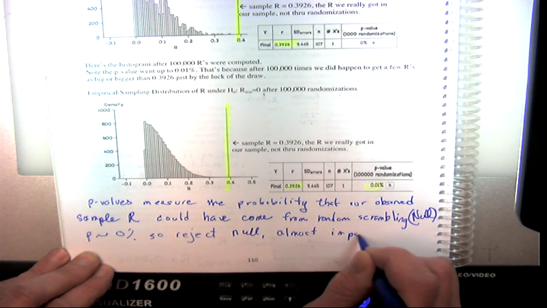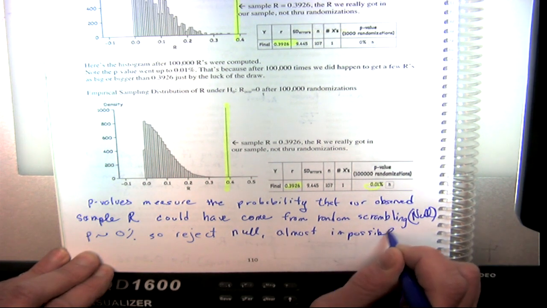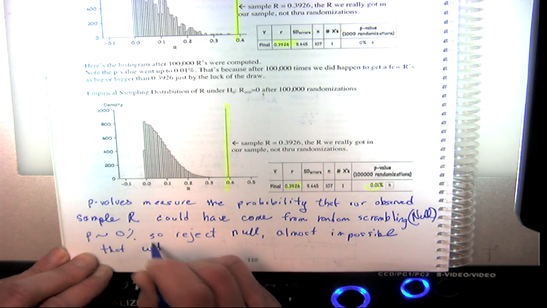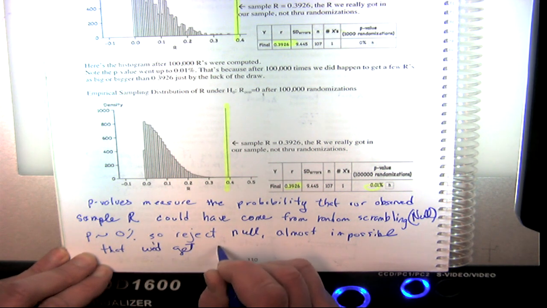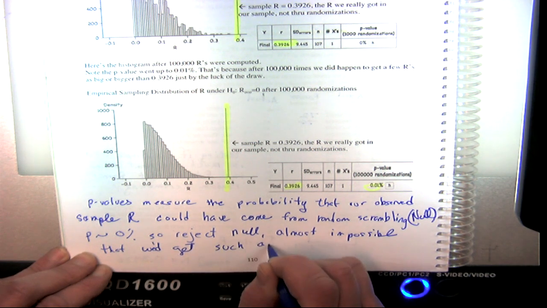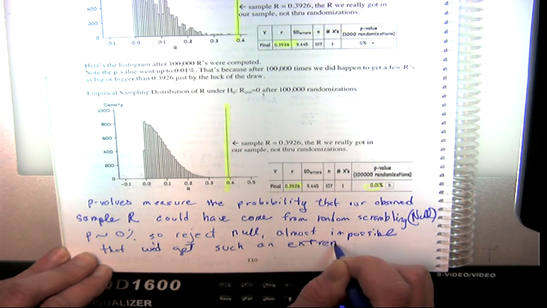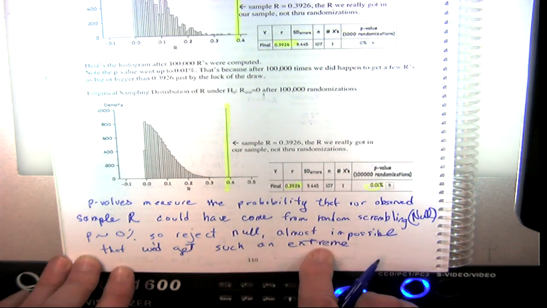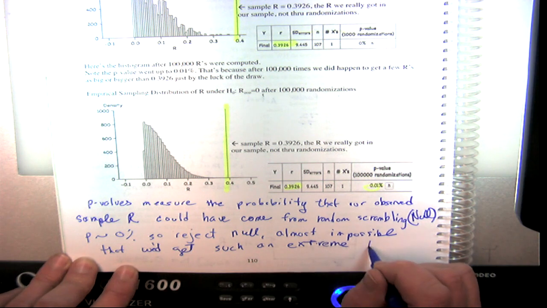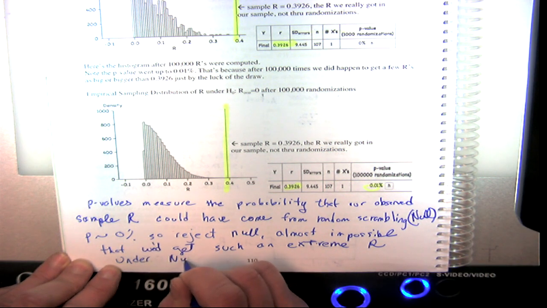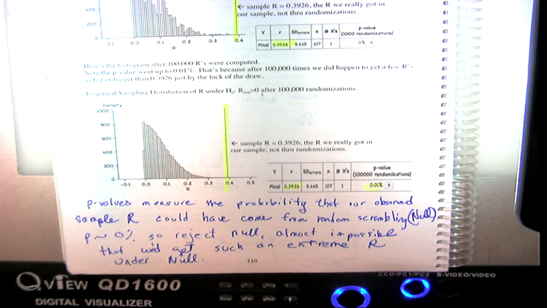It's not impossible, but it's almost impossible that we'd get such an extreme, or even more extreme, that's what it's measuring, everything to the right of it, such an extreme R under the null. You know, but you can see it's almost impossible.